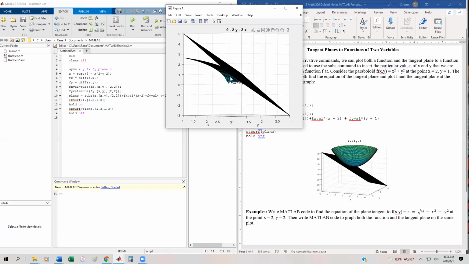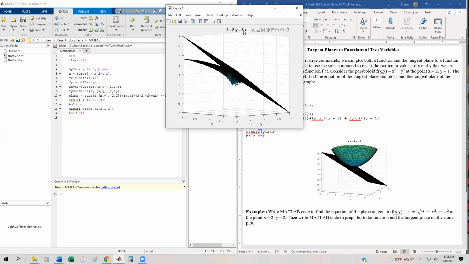All right, but pretty neat that we're able to find the equation of the tangent plane, which is going to be 9 minus 2y minus 2x, but also be able to graph both the surface as well as the tangent plane on the same graph. So we're going to have one more video in this series, and what we're going to do is find the critical values of functions in 2 variables by using MATLAB.